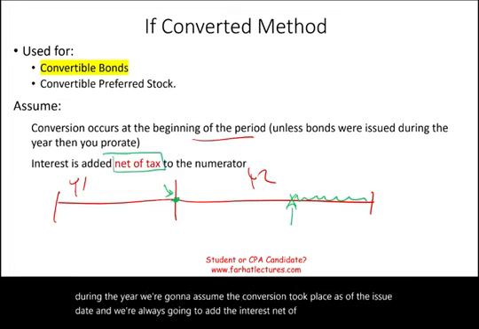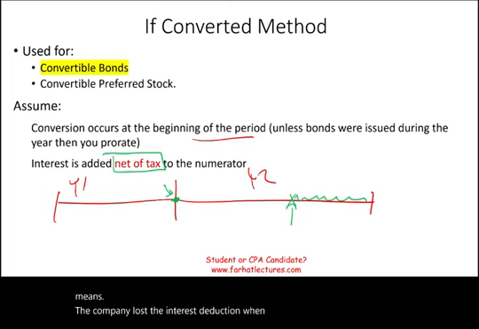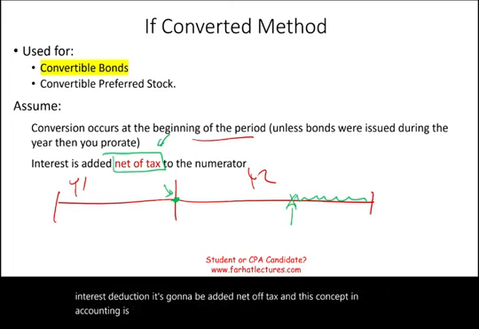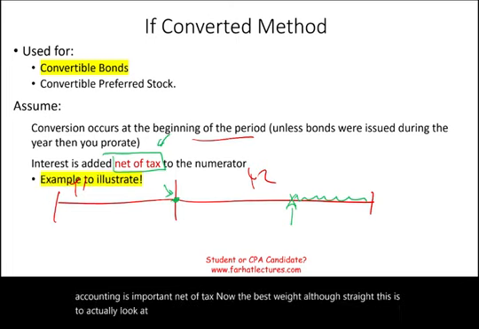Why? Because the interest expense, if we assume we converted the bond, it means the company lost the interest deduction. When we add back the interest, it's going to be added net of tax. And this concept in accounting is important, net of tax. Now, the best way to illustrate this is to actually look at an example to show you all the computation that takes place.